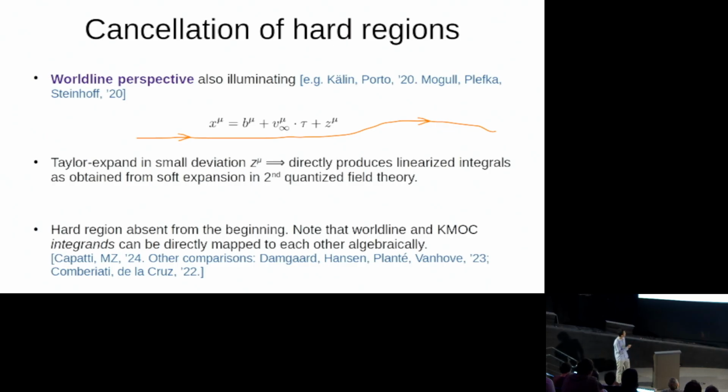From this approach, the hard region is absent from the beginning. Once you take into account the expected equivalence between worldline and amplitude methods, this is an indirect proof, or at least a justification, for the fact that you only need the soft region.